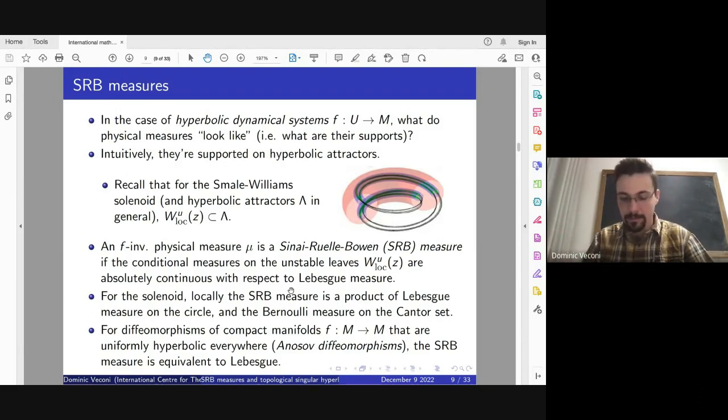For example, yesterday we saw the example of Arnold's cat map. There are some diffeomorphisms that are uniformly hyperbolic everywhere on the compact manifold serving as their state space. And those diffeomorphisms are called Anosov diffeomorphisms. And if those diffeomorphisms are uniformly hyperbolic everywhere, then the SRB measure is equivalent to Lebesgue, with certain regularity assumptions on the manifold itself and on the dynamics of the manifold. Equivalent to Lebesgue meaning that there's some density with respect to Lebesgue.